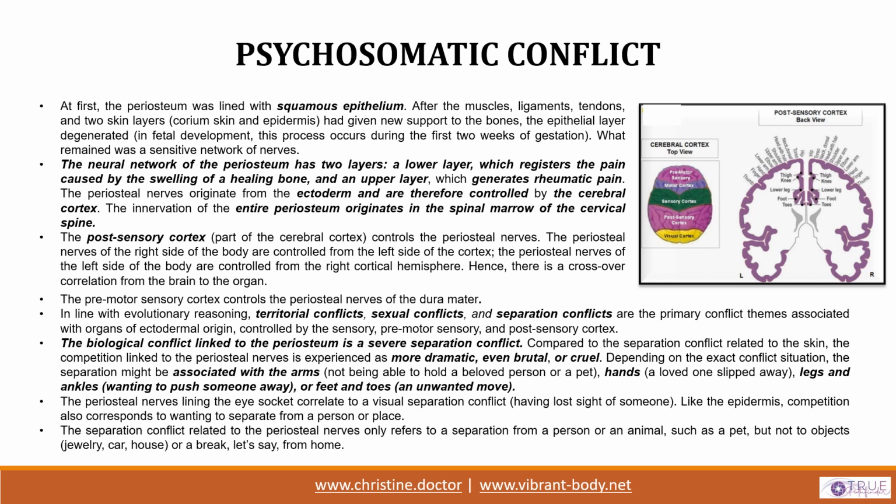The periosteal nerves lining the eye socket correlate to a visual separation conflict, so having lost sight of someone. And just like the epidermis, competition also corresponds to wanting to separate from a person or a place. The separation conflict related to the periosteal nerves only refers to a separation from a person or an animal, such as a pet, but not to objects such as jewelry, your car or a house, or a break, let's say, from your home.